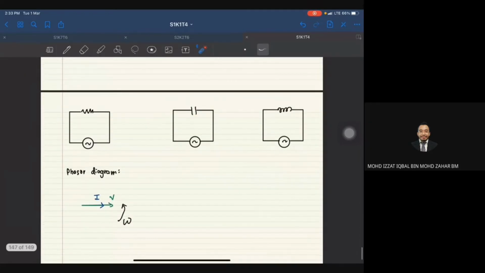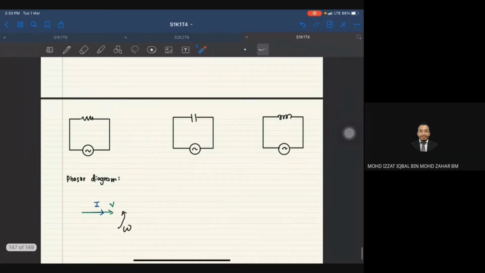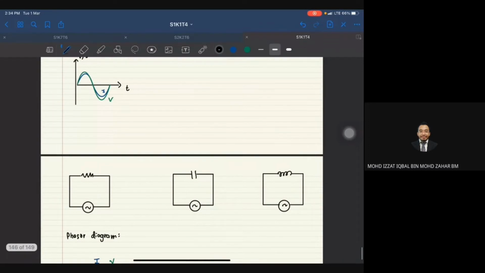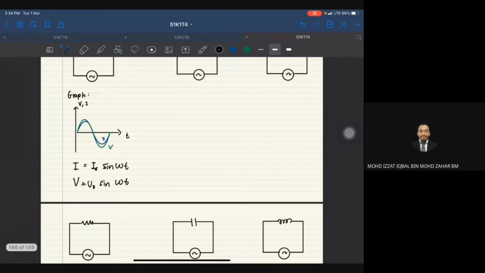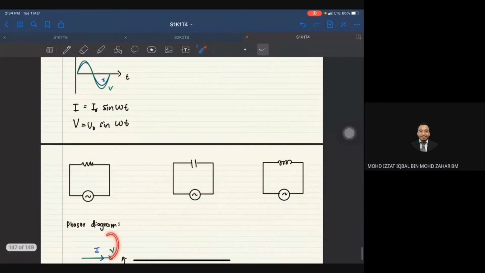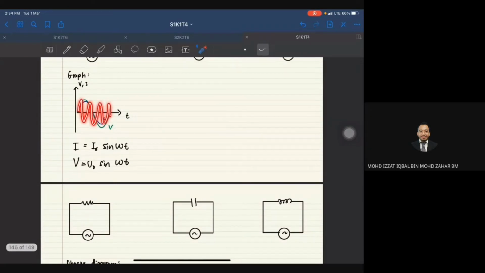So if in the exam they ask you to draw a phasor diagram, you just draw it like this. And then you just label the omega. The omega is anti-clockwise, the direction of its rotation. Why is there an omega? It actually comes from yesterday's formula too. So I equals I naught sin omega t, and V equals V naught sin omega t. So basically omega is omega. It depends on frequency. If omega is higher, it rotates faster. So that means this one is shorter, higher frequency.